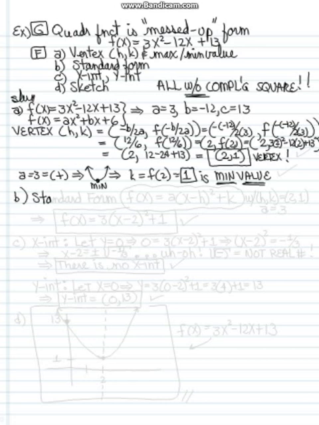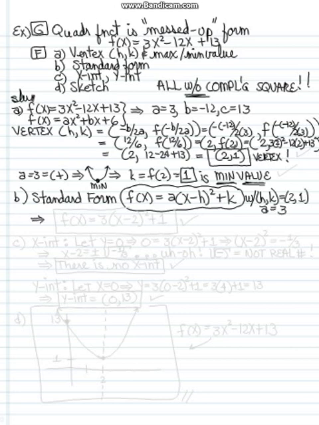Part B, we're going to get the standard form. Well, let's see. f of x equals a(x minus h) squared plus k is the standard form, where (h, k) is the vertex. In this case, we calculated it to be 2, comma 1, and the a value is the same a value given to us, so it's 3, and we just plug those values in to get the standard form f of x equals 3(x minus 2) squared plus 1 at the end.